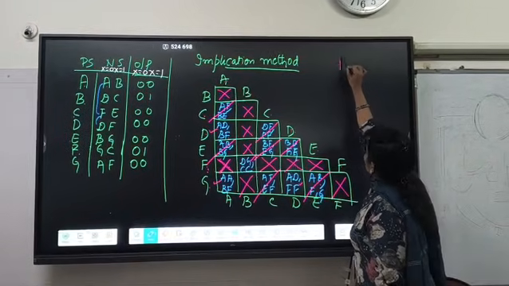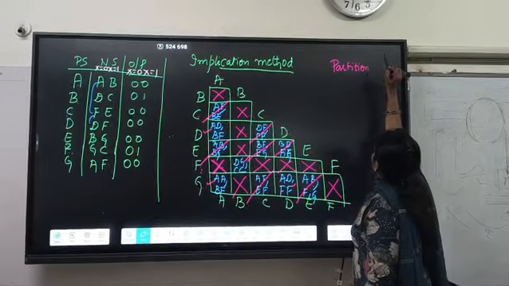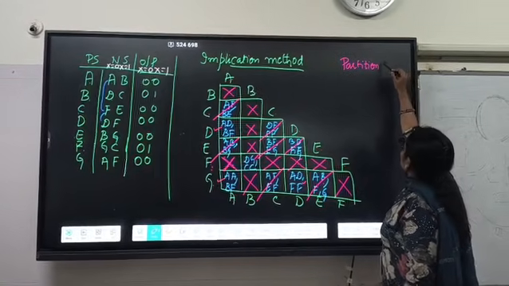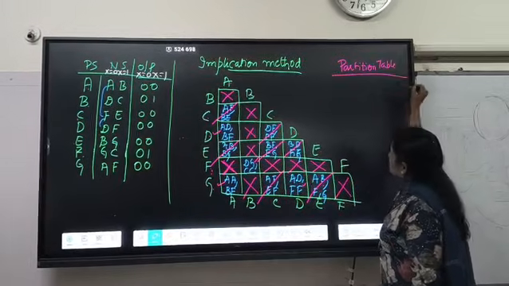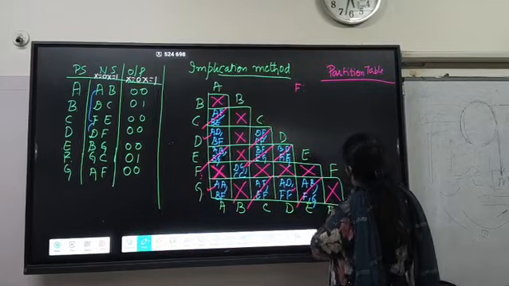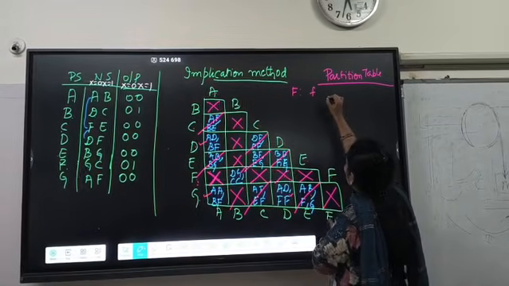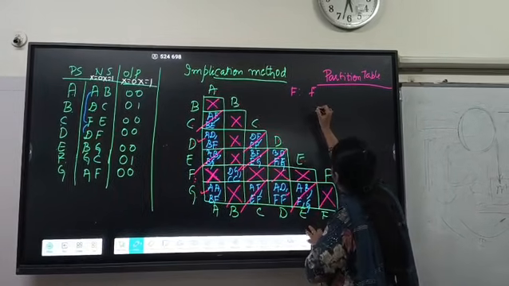Now, we have to write the partition table to find our reduced states, the minimal table. So, how do we start? You all know, I will start from the last state F. So, F, no valid transition. So, I will just mark it as F. Here, there is no significance of small and capital letters, not a problem.